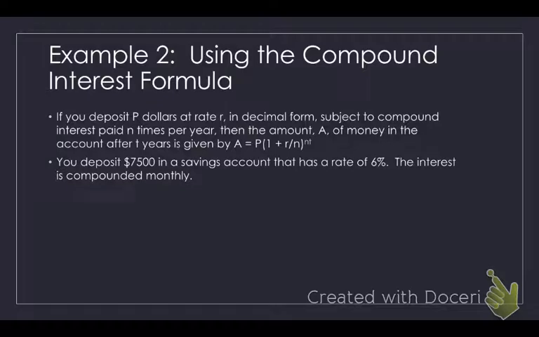Alright, so you deposit $7,500 in a savings account that has a rate of 6%, and the interest is compounded monthly. So we're going to find our future value. The first thing we're going to do is put it in our formula. A is our future value that we don't know. The $7,500 is our principal, that's how much we're investing. 6% is our rate, and then it's compounded monthly, so that means N equals 12 because there are 12 months in a year.